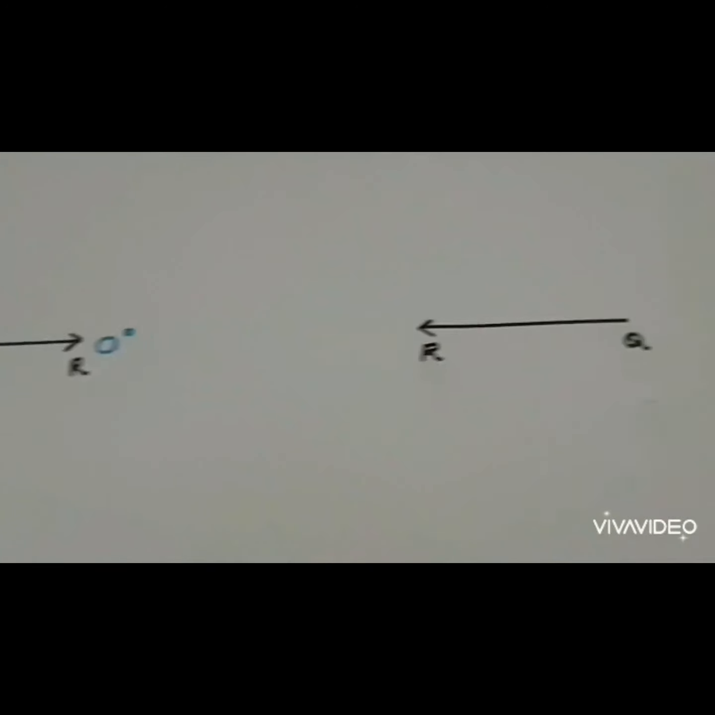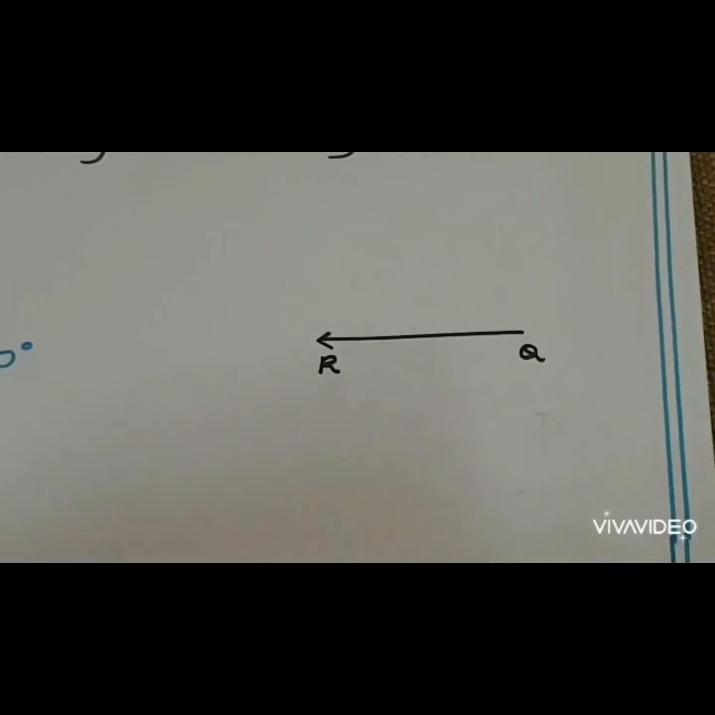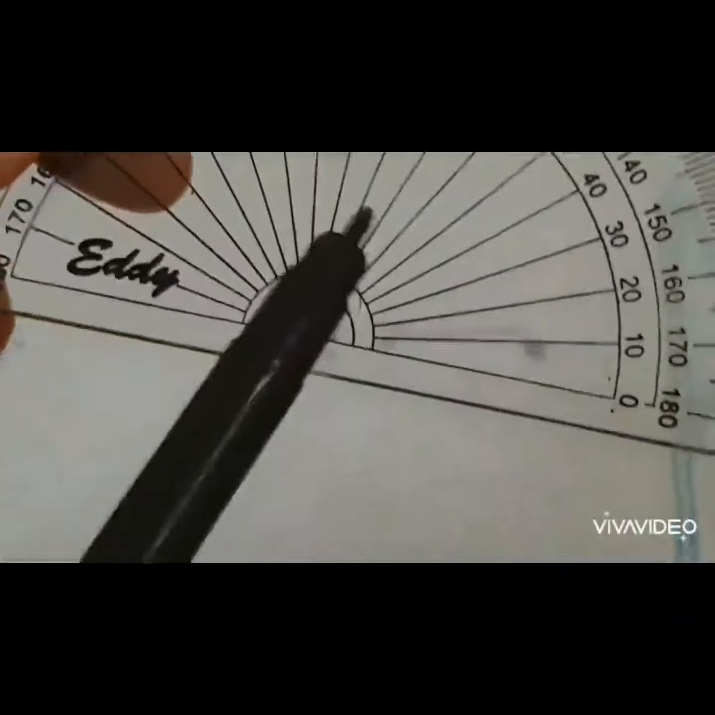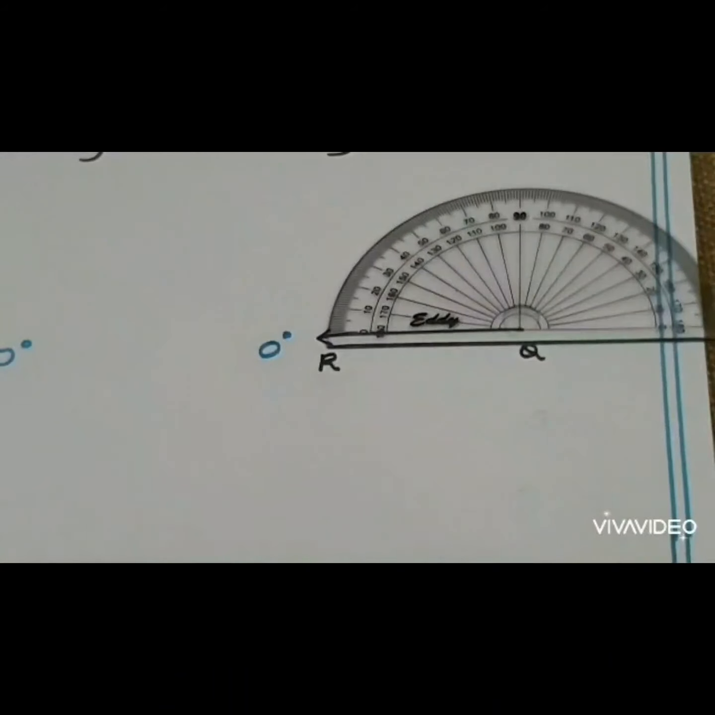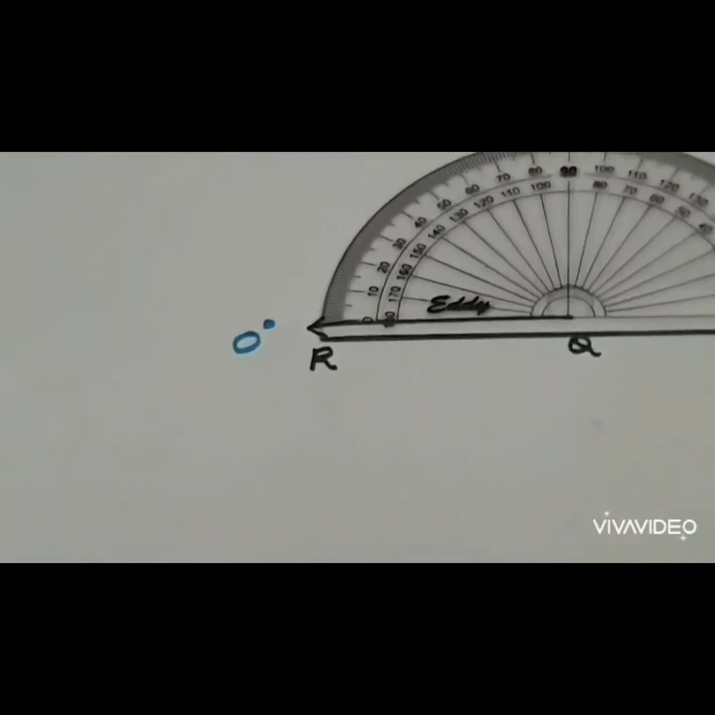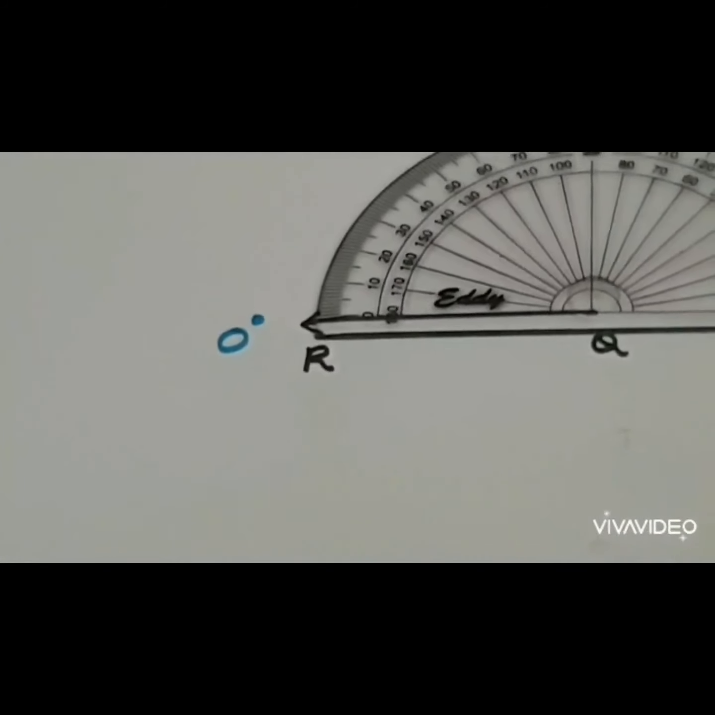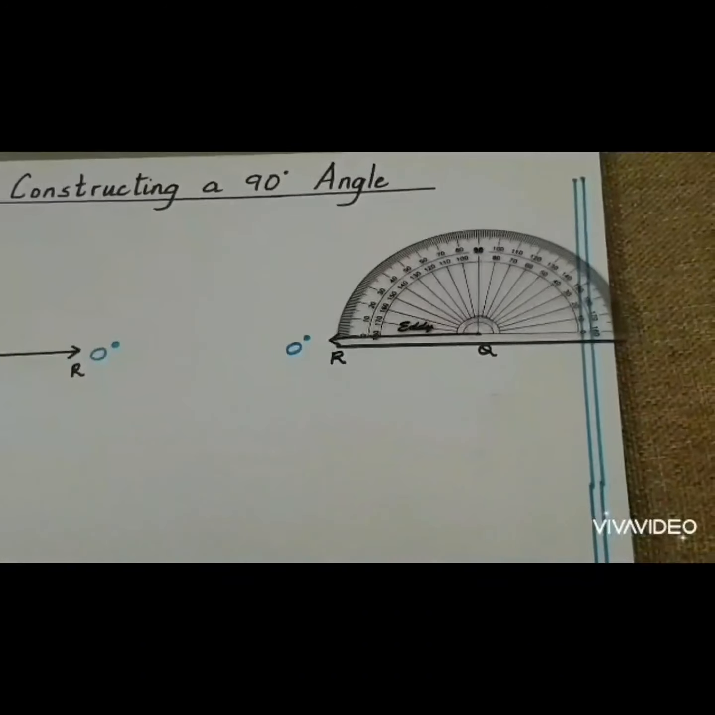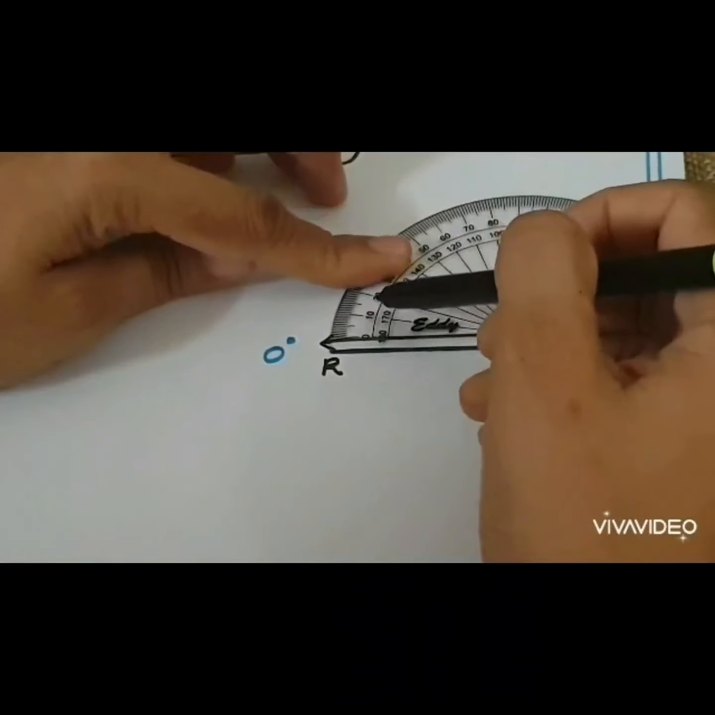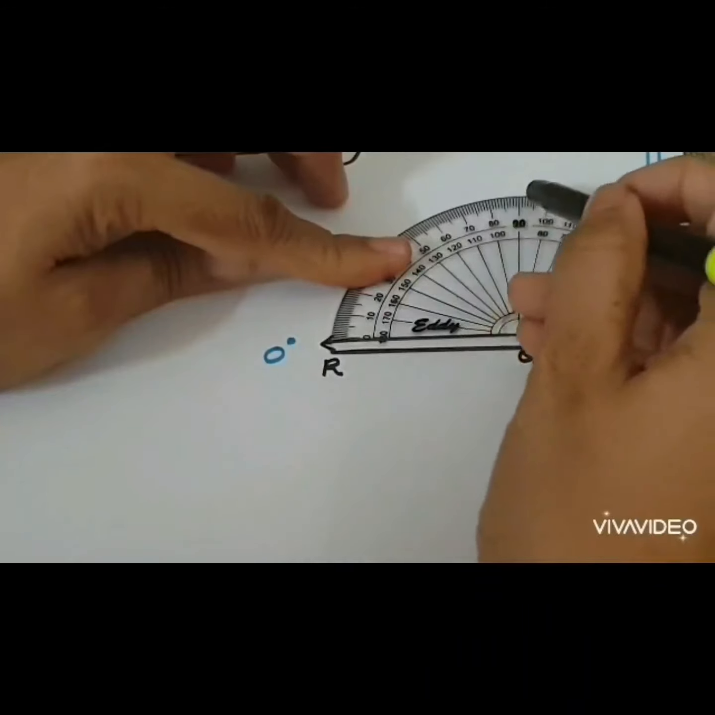What if the ray was extending towards your left? Follow the same steps. Find the center of the protractor, align it with the point Q, align the base line, locate 0 degree which is towards your left. Now 0 degree on the protractor towards the left is on the outer scale. So we will follow the marking on the outer scale.